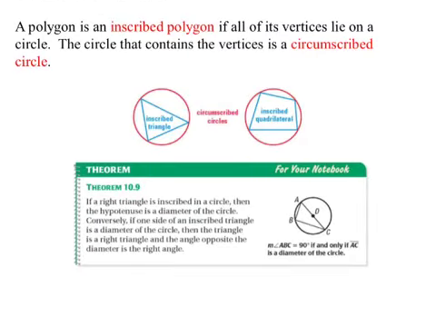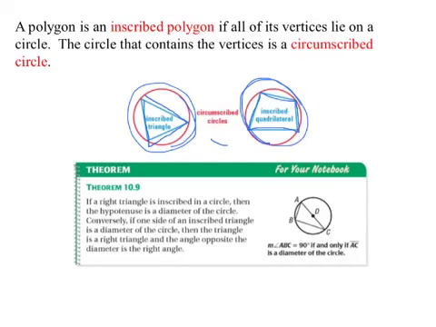A polygon is an inscribed polygon if all of its vertices lie on a circle. The circle that contains the vertices is a circumscribed circle. So I have an inscribed triangle, inscribed quadrilateral, and the circle is circumscribed.